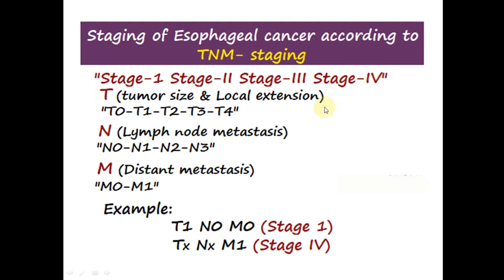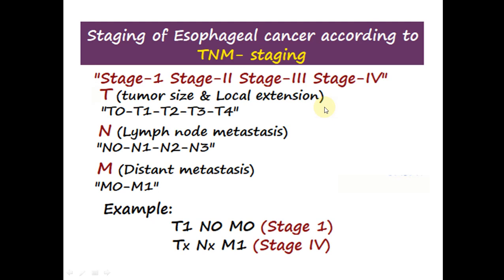Now we stage the esophageal cancer through the TNM staging. The TNM staging is a parameter we use for staging the esophageal cancer. T means the tumor size and its local extension. So we divide the T into T0, T1, T2, T3, and T4. And as the number increases from T0 to T4, the tumor size increases and it becomes locally invasive.